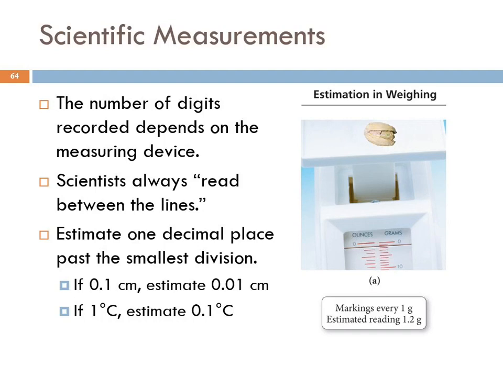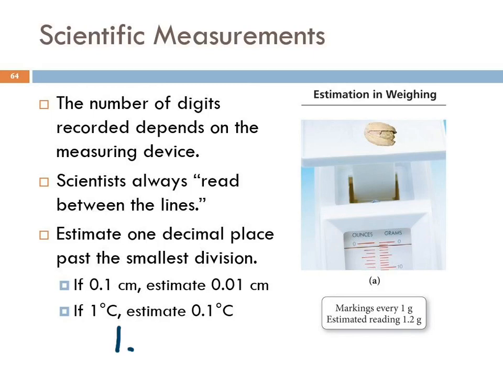So when we look at this mass, we see, this red line here is the one that's going up and down with the balance. We see that it is definitely more than 1 gram, but less than 2 grams. So we're not just going to say 1 gram, because that would imply we're guessing that it's between 0 and 2 grams. We know, we are certain it is at least 1 gram. So we're going to record 1 gram as a certain digit.